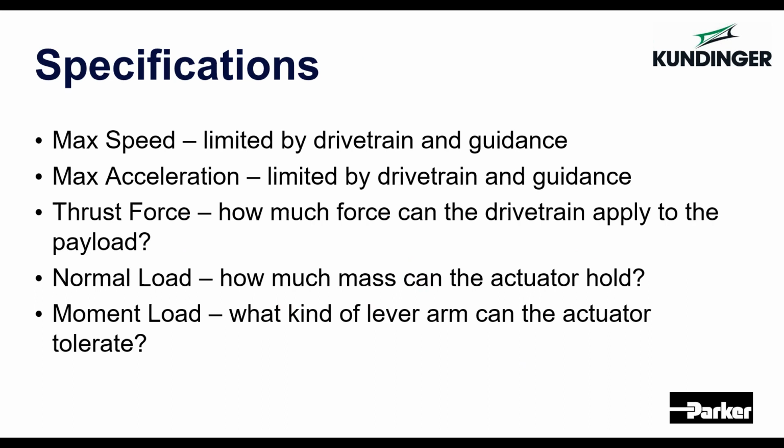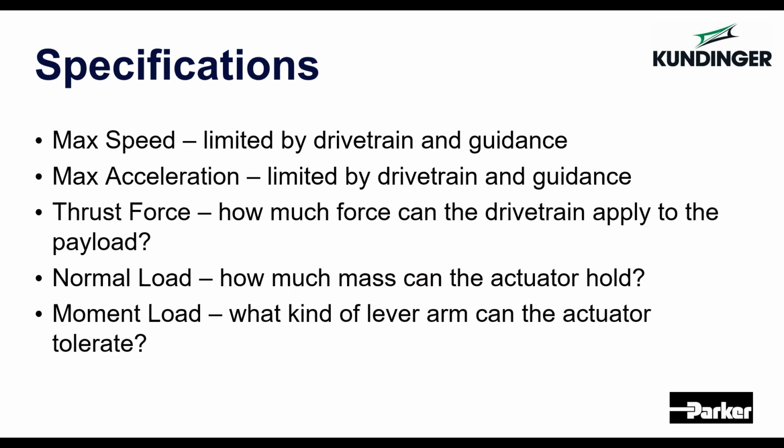Maximum speed. So this is going to be limited by your drivetrain and your guidance. So in a screw-driven actuator, if you start spinning the screw too fast, it turns into a jump rope. Linear bearings and belt drives end up being your limiting factor. But by this, we just mean how quickly can I move the payload back and forth, measured at something like meters per second, feet per second, things like that.